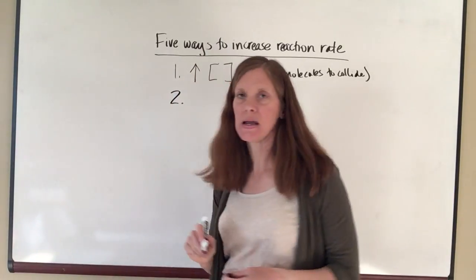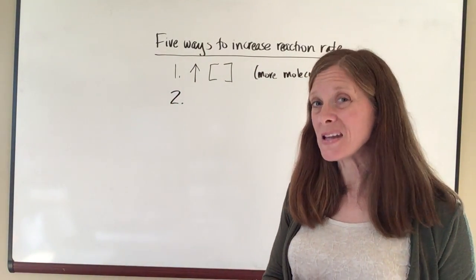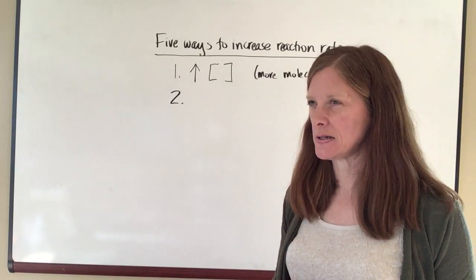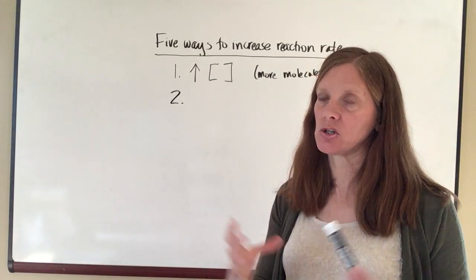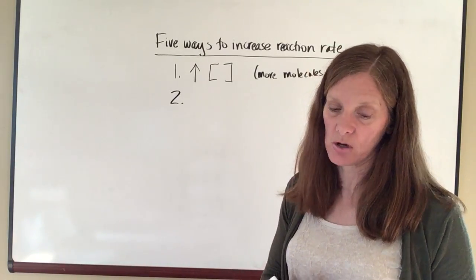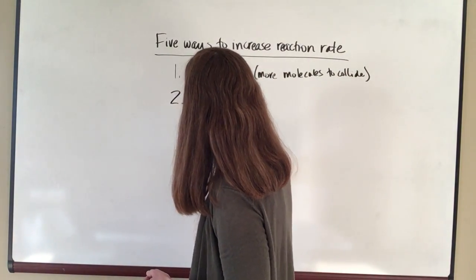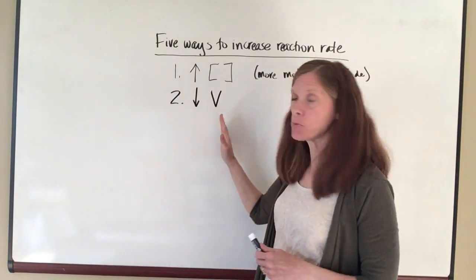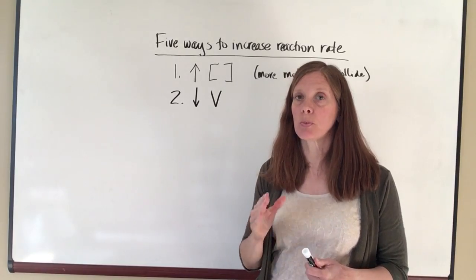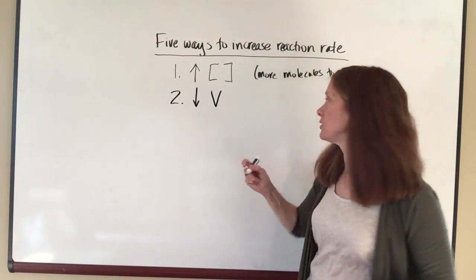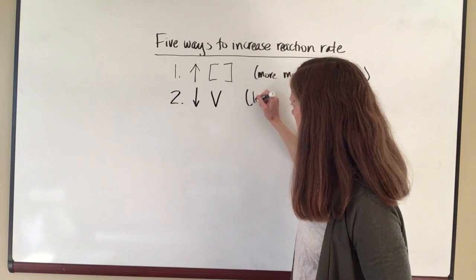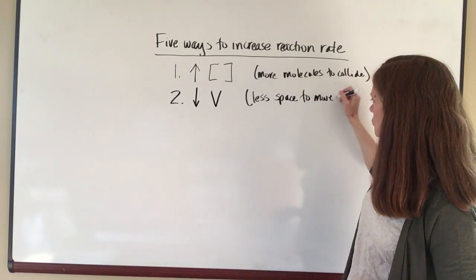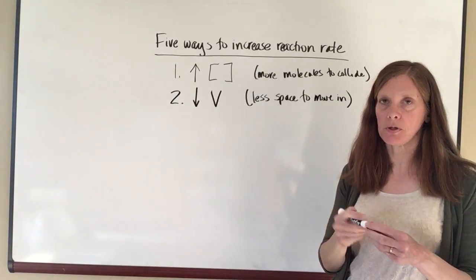The second one is very much related to this, and the author of your book doesn't mention this one, and it's likely because he's not specifically looking at reactions between gases. He's making things a little bit more general. But if I decrease the volume of my reaction vessel, then I'm going to have less space for the molecules to move around in, and again, they will be more likely to collide. So there will be less space to move in, which again will increase the possibility of a collision.